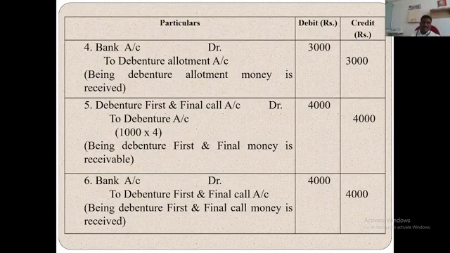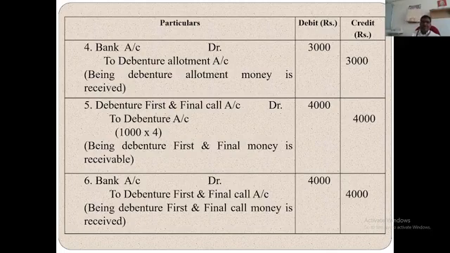3000 due from allotment money. It is fully received. So bank account debited 3000, debenture allotment account 3000. Next, first call money due. Debenture first call money due. How much per debenture due? ₹4 per debenture.